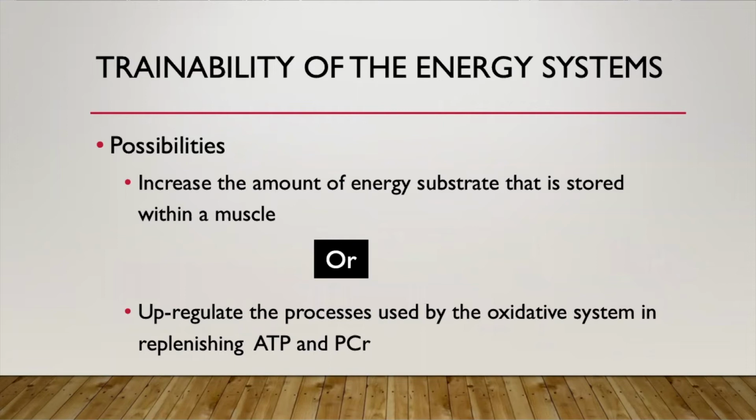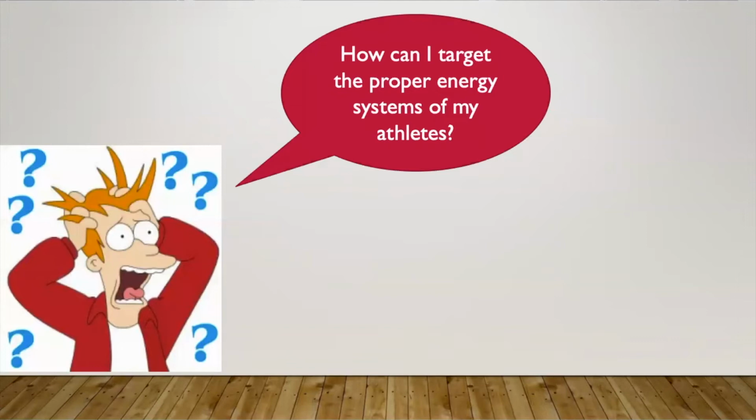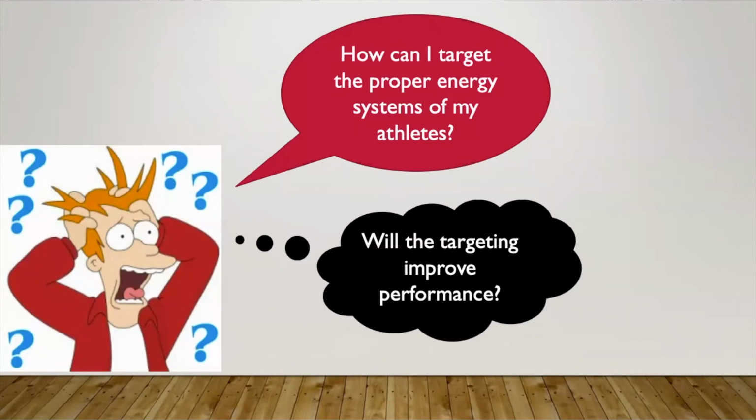Well, there's two ways that we could train systems. One is that if the energy substrate, the stuff that's being used to break bonds and release energy, if you could increase that amount that's stored in the muscle, that would work. So if you could increase ATP storage, that would work. Or if you upregulate, or in other words, increase the speed with which the processes in slow glycolysis take place, that would also help. So let's look then at these systems and how we might target the system and identify them so that we can help athletes maybe improve their performance.